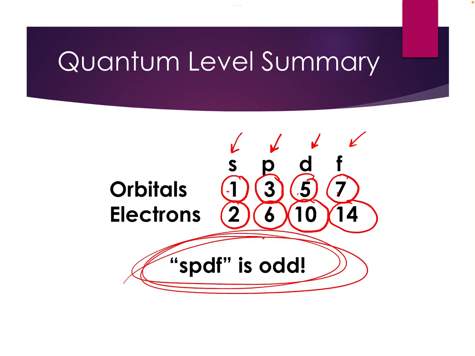SPDF is odd, 1, 3, 5, 7. All of the odd numbers in order, okay? So when you're on your quiz or test, you're like, all right, SPDF is odd, 1, 3, 5, 7. And each one of those orbitals can hold 2 electrons. So you take this and you multiply it by those 2 electrons to figure out how many electrons can be in each one of those sublevels. Okay, see? I told you I'd find you a summary.